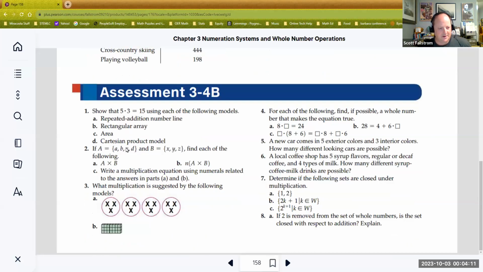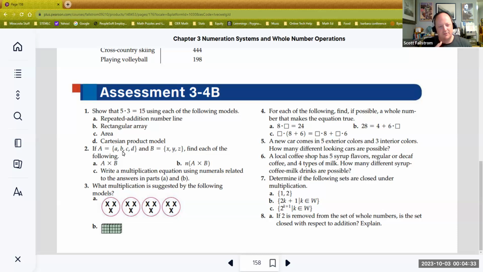Okay, so 2 says if A equals this, B equals this, find the following. Find A cross B. So that's all the ordered pair matches up. So A goes with X, A goes with Y, A goes with Z. So you're finding all these ordered pairs. Part B says find the number in A cross B. So the number in A cross B is going to equal how many of those ordered pairs did you make?